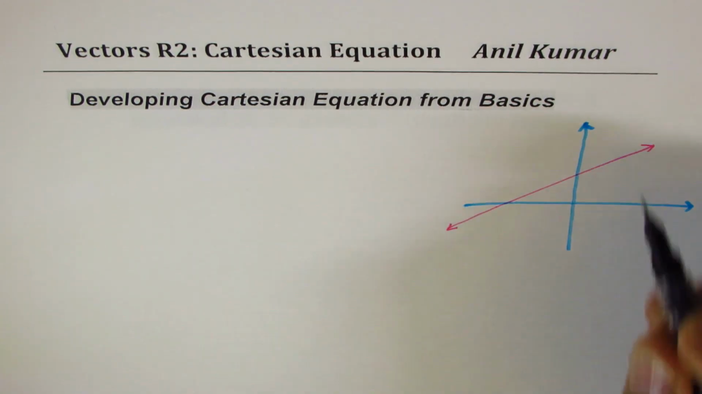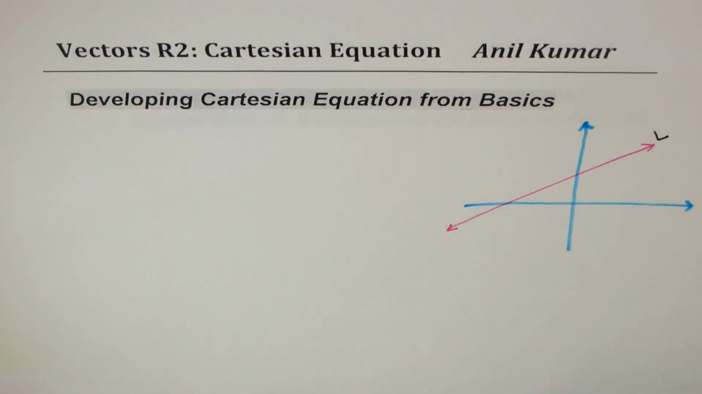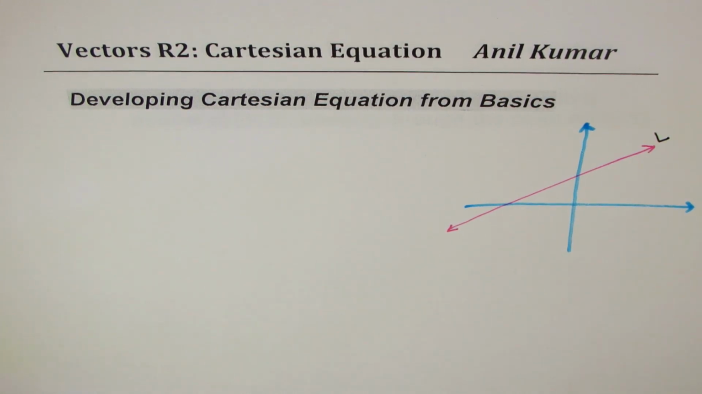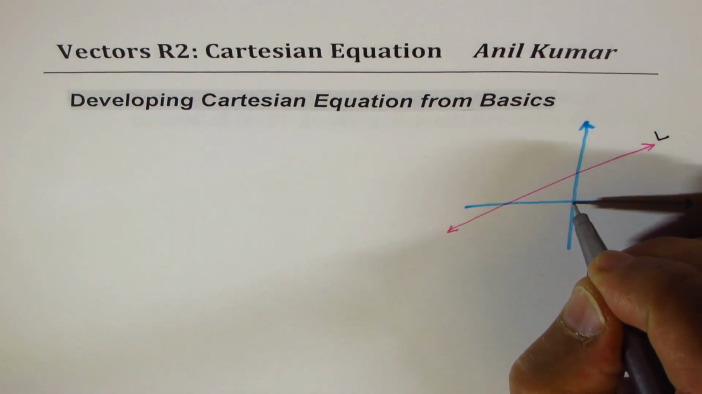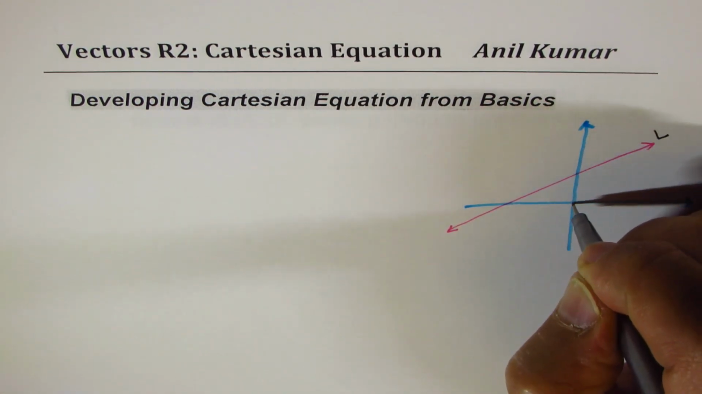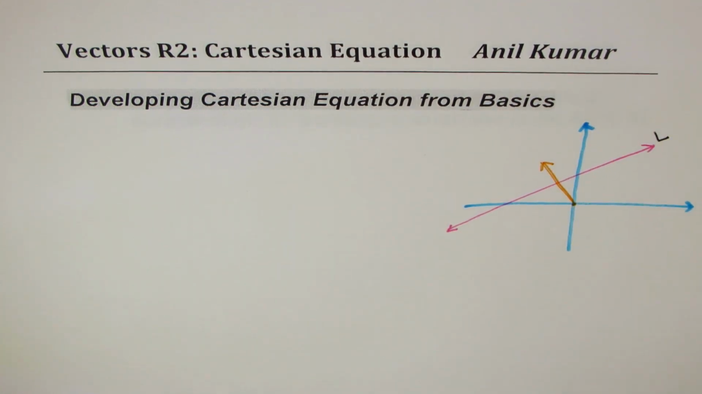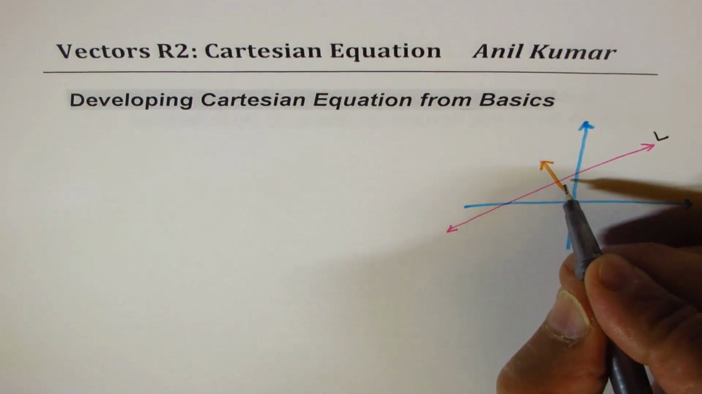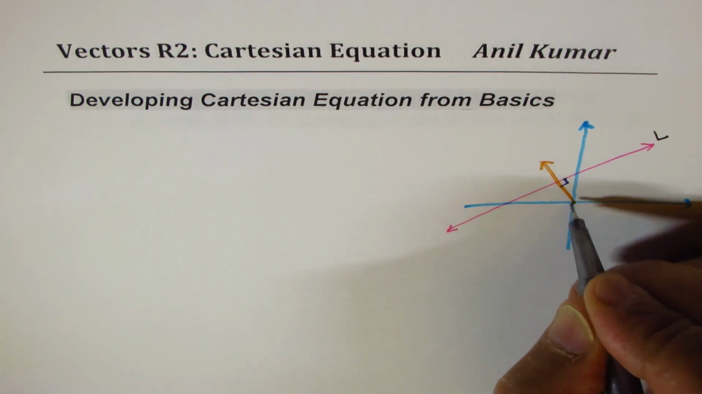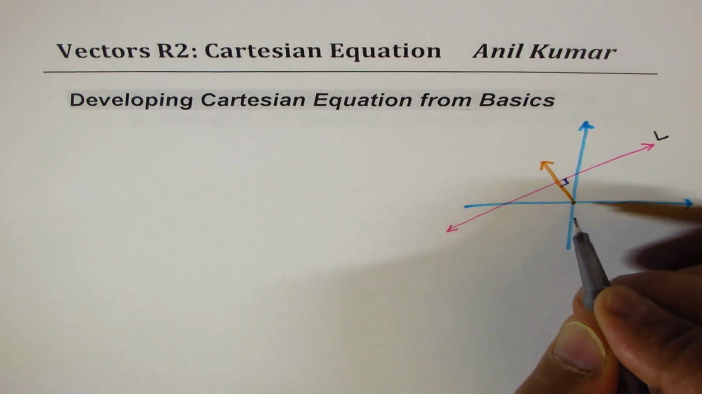So we have a line L here. Now, on this line L, I can draw a perpendicular from the origin. So this is the origin. If I draw a perpendicular here, a line going right like that, that means making 90 degrees, that will be called the normal.